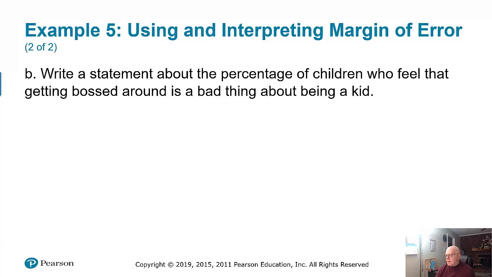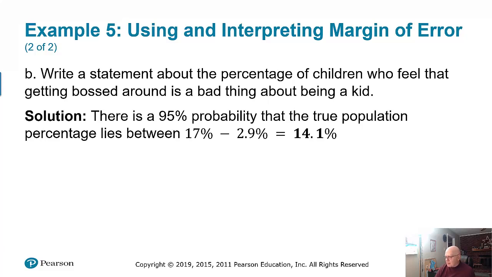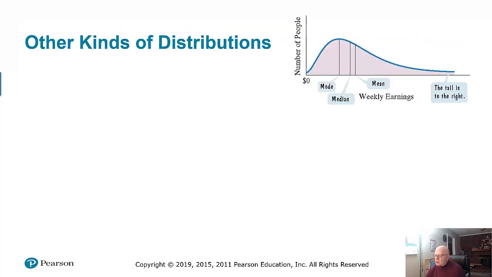So how would your statement go? How do you write this up? That's one of the important things that you need to learn about when you take statistics or read statistics. First of all, remember what we just did. There's 95% probability that the true population lies between 17 minus 2.9%, that's the 14.1 we got, and 17 plus 2.9%, 19.9%. And that's how you would describe it.